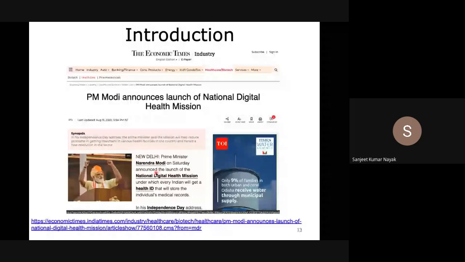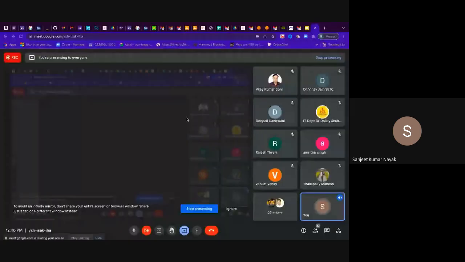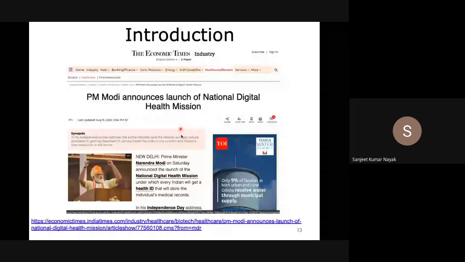What the Prime Minister announced, I think in the 2020 Independence Day speech, was that we will launch the National Digital Health Mission. That means the health record of each and every individual will be stored in a National Digital Health Record. So if they are storing it, then what is the job we need to do?